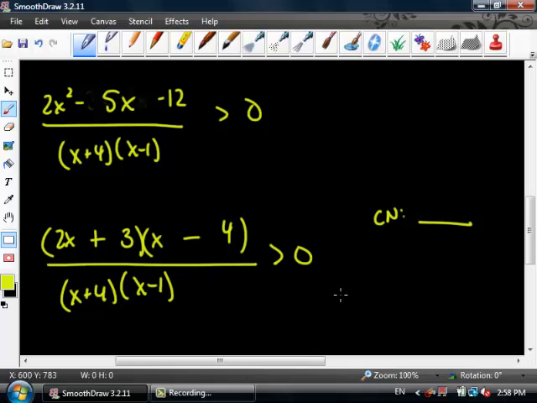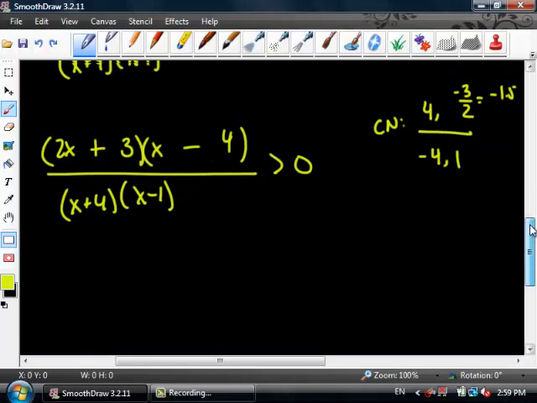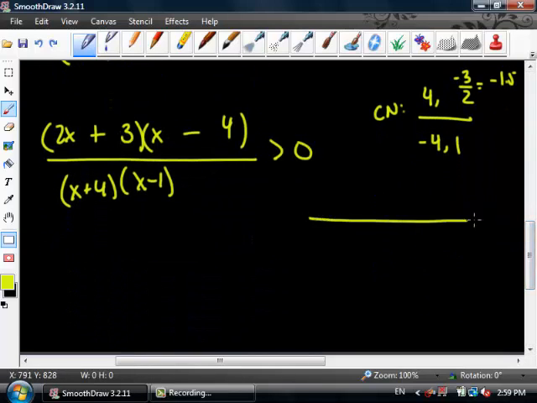Let's see. Mark, you got critical numbers up top and on the bottom? What's the one that you absolutely know? It's 4. Okay, who knows the other one? Kylie. Negative 3 over 2, which is negative 1.5. Just so that we know what we're dealing with here. On the bottom, it's going to be negative 4 and 1. Oh, man. Running out of space here. That's okay. Okay, so now I've got negative 4, negative 1.5, 1, and 4.